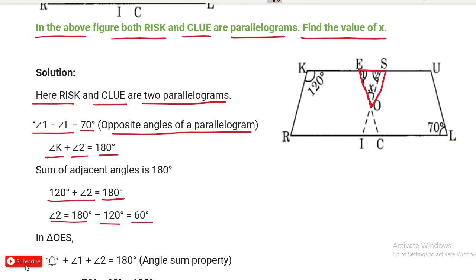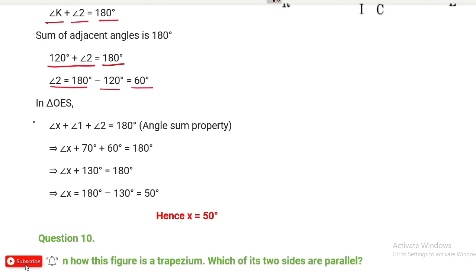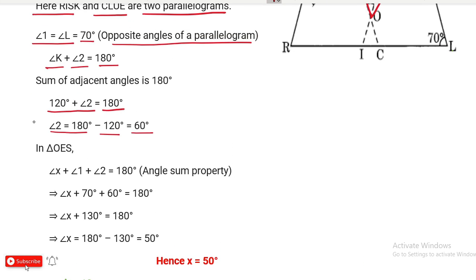Okay, in this triangle we find the value of angle 1 and angle 2. Now we can find the value of x. Why? With the help of the sum of angles in a triangle being equal to 180. So we can write here, in triangle OES, angle x plus angle 1 plus angle 2 is equal to 180 by the angle sum property in a triangle.